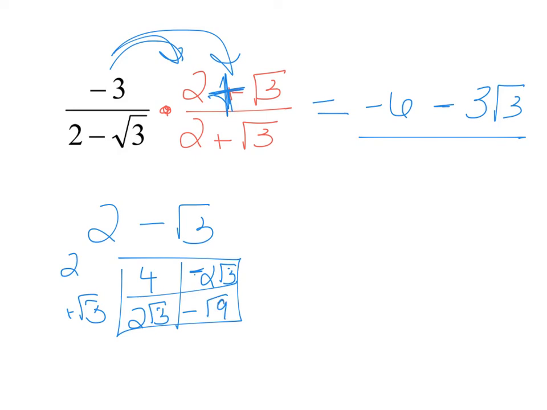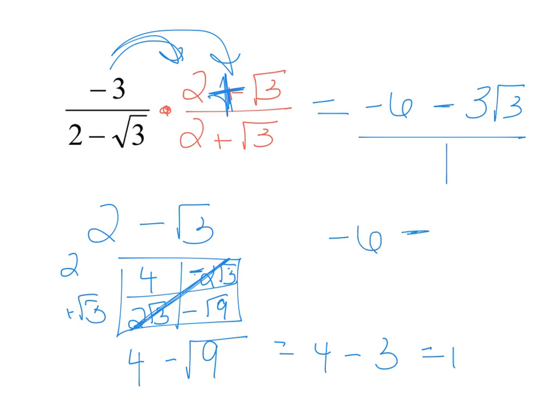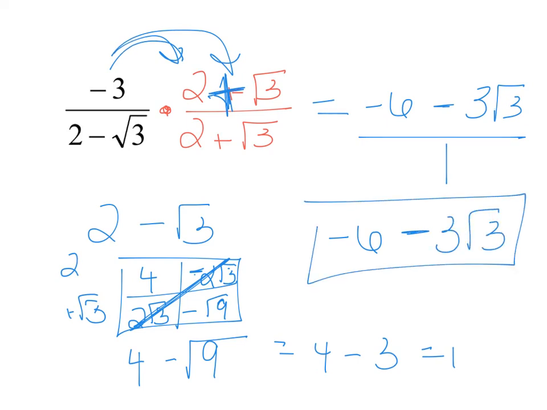What you should notice happens here is that these cancel, which is a good thing because we don't want square roots in the bottom, so the fact that these square roots are canceling is a good sign. I'm left with 4 minus the square root of 9. That's really 4 minus 3, which becomes 1. So my denominator is 1, meaning my final answer is just negative 6 minus 3 square root of 3. Done.